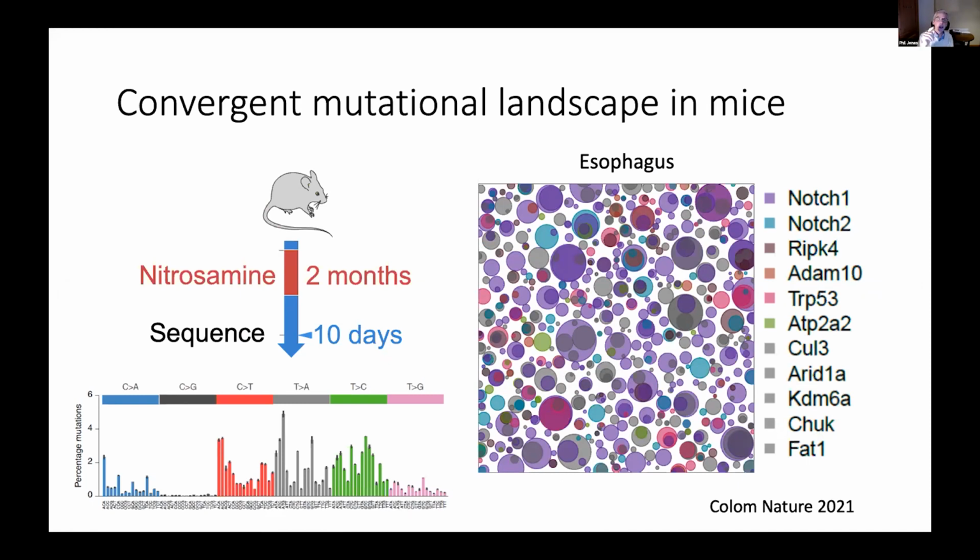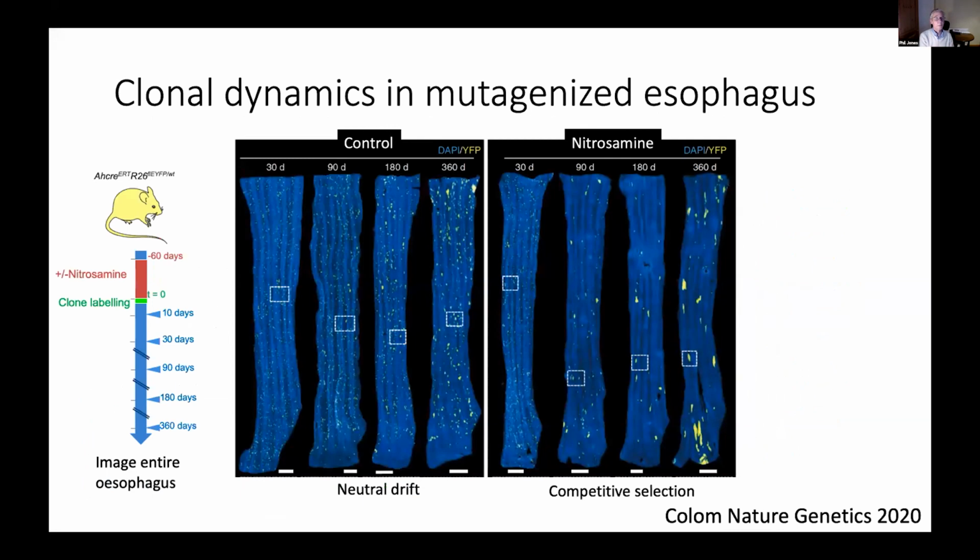But very nicely, because this is a mouse, we can then work out the clonal dynamics of what's happening by using genetic lineage tracing. This is a transgenic trick where we label individual cells with a yellow fluorescent neutral reporter. And in a non-mutagenized mouse, we can count lots of clones and then do the math and show that these are following neutral drift. So that's very nice. Constant proportion of labeled cells across a 1-year experiment.